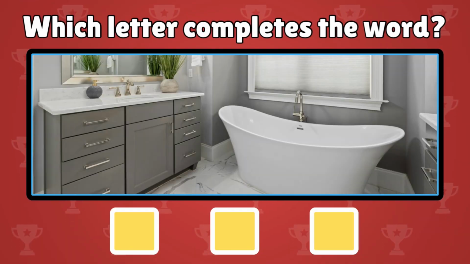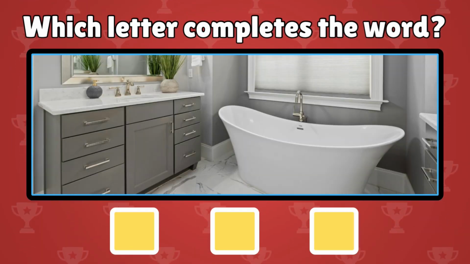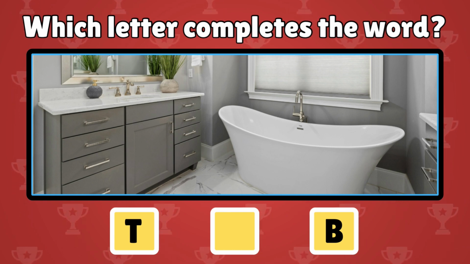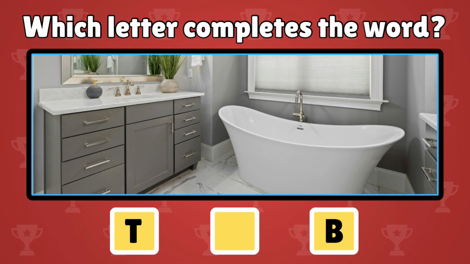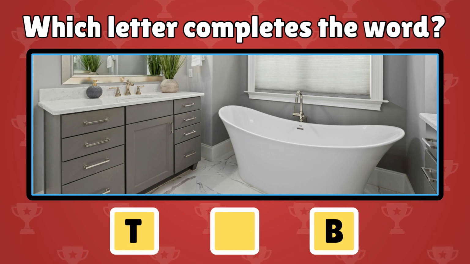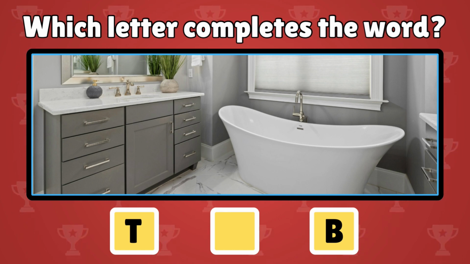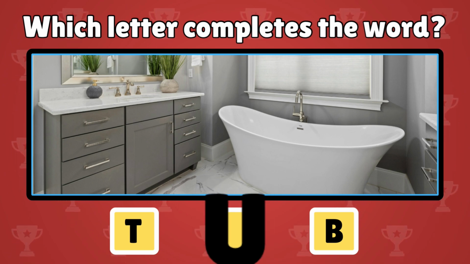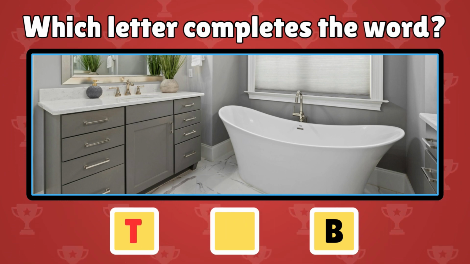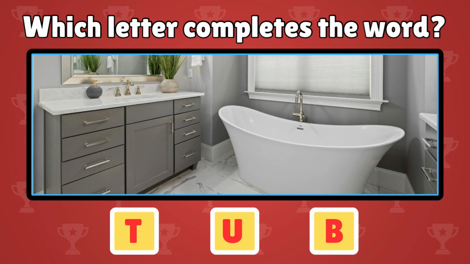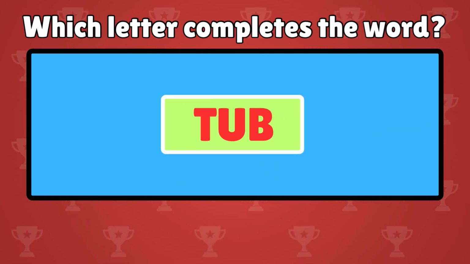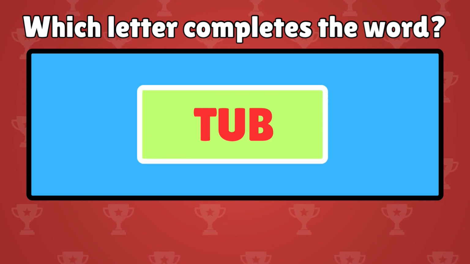Look at the picture. It is a tub. Here, vowel is missing. T, B. Which letter completes the word? It is U, T, U, B. Tub. Can you say it again? T is for tub. Tub.